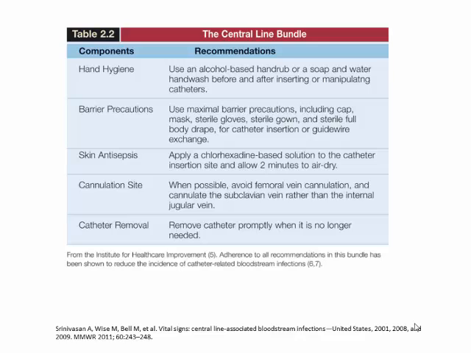There's one slide to take away from today. This would be it. This is a central line bundle. I'll tell you why this is so important. This pretty much explains what you have to do. Hand hygiene. You use an alcohol-based hand rub or soap and water before and after you manipulate the catheters. Barrier precautions.